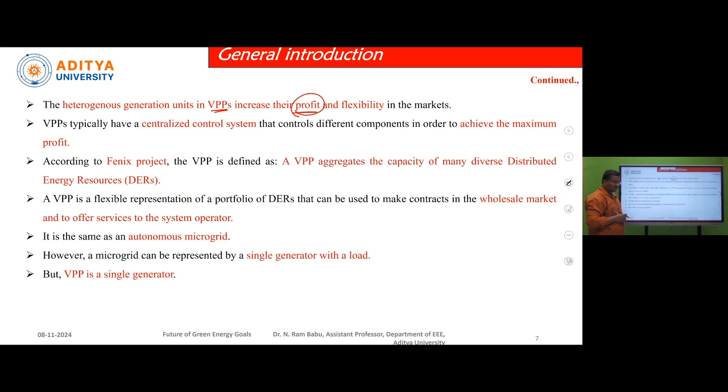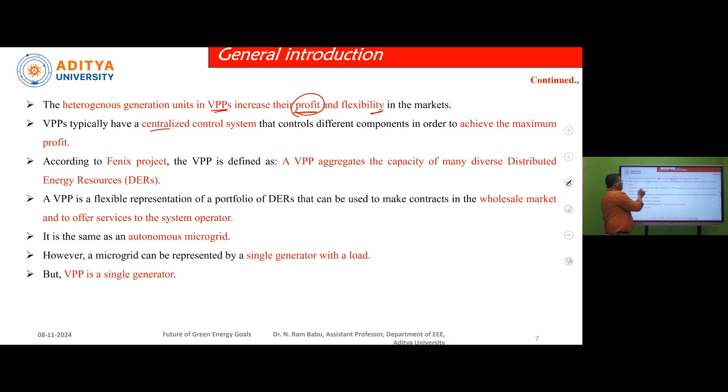That means we can get the energy from the markets at low cost. In general, in markets there will be many providers with different operating costs. But with our flexibility, we can get the energy at low operating costs. And the next one is we are having VPPs with a centralized control system in such a way that maximum profits can be earned.